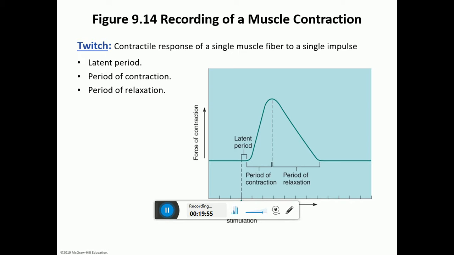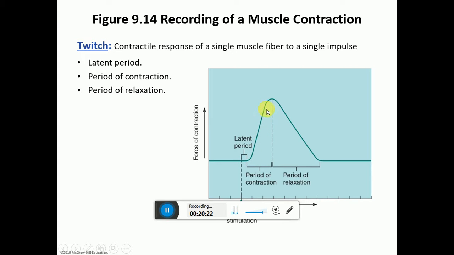So just like the threshold of an action potential in the nerve, if you don't reach that threshold, the muscle isn't going to twitch. So as you can see here, this is the point where you put in the electricity, or you put in the impulse. And then there's a little period here where the muscle is kind of preparing to contract, and that is known as your latent period.